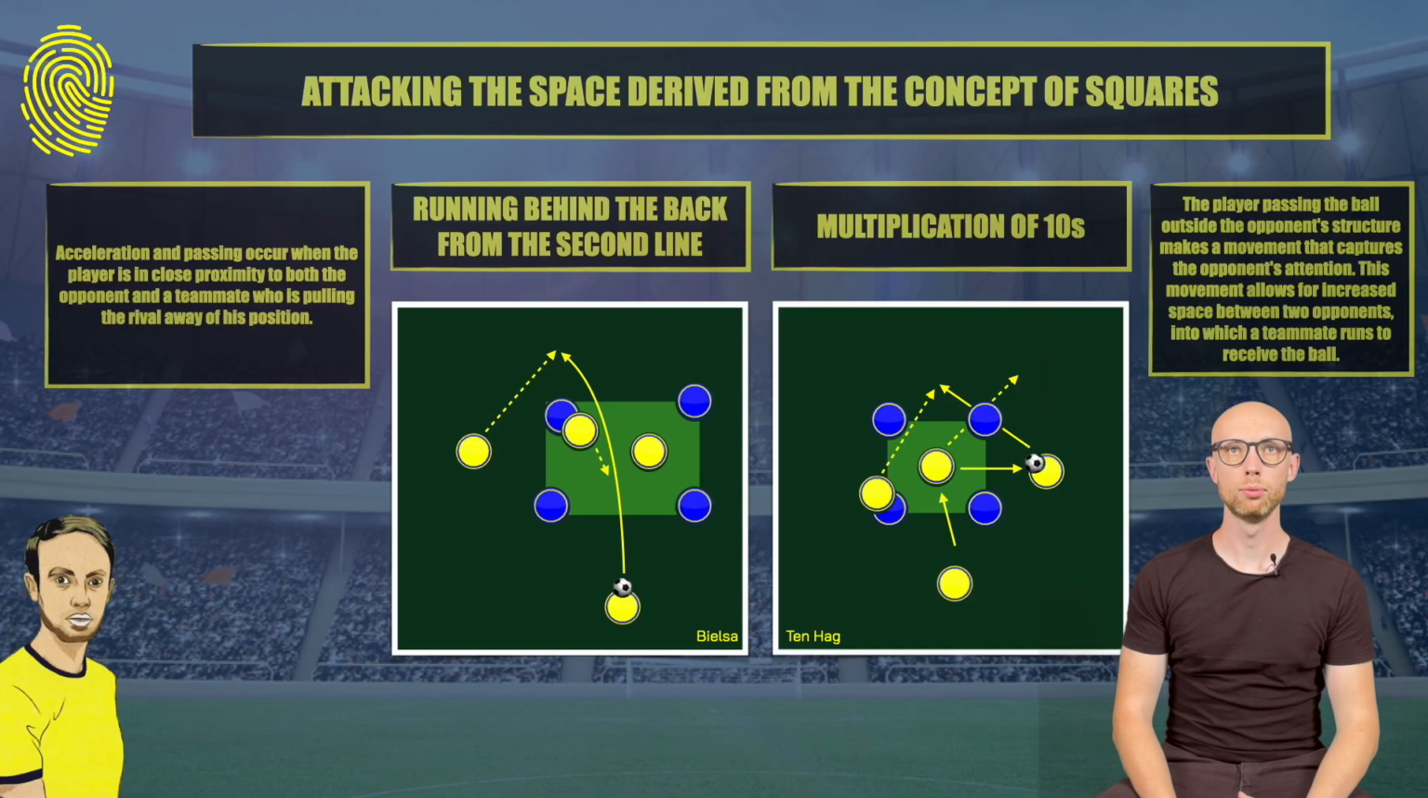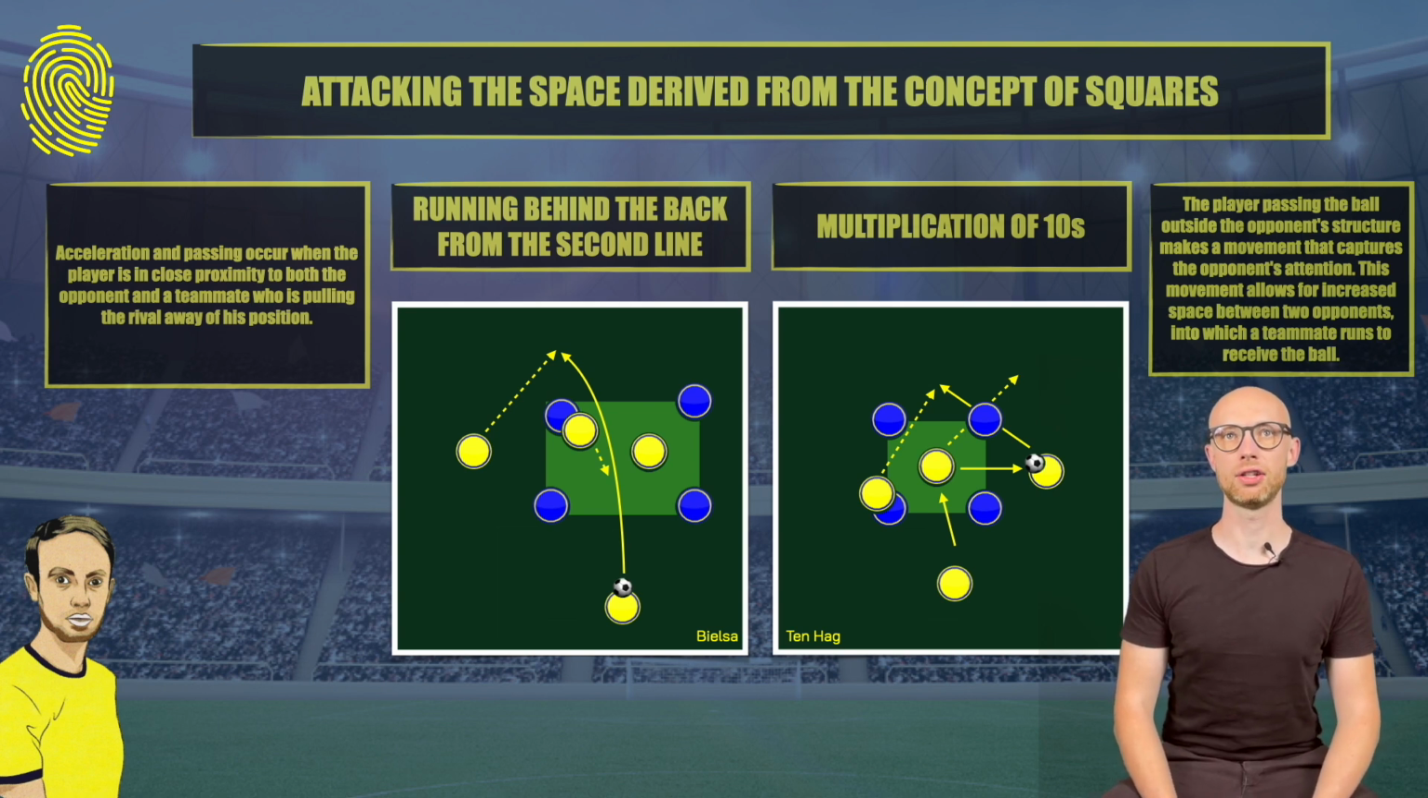The concept of multiple tens is a solution proposed by the Dutch coach Erik ten Hag. This action has already been discussed when I presented an alternative way of using the half space, different from passing the ball to a player running through it. In the concept of multiple tens, the idea is to make a movement that draws the opponent's attention. Such a movement allows for increasing the space between two opponents, into which a second line player runs and ultimately receives the ball.